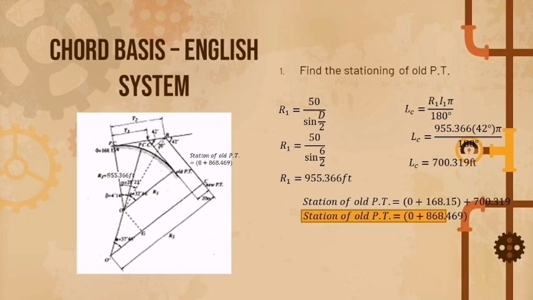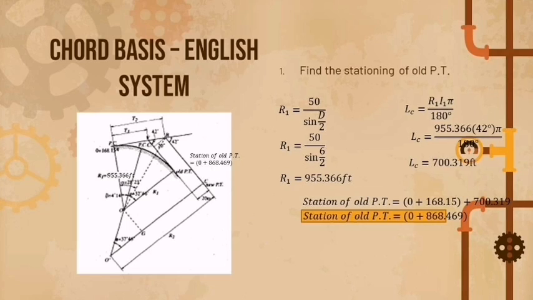So find the stationing of the old PT. So again, we are using a different formula to get the radius. So ang magiging formula natin dito is R1 equals to 50. Naging 50 na kanina, 10. So kasi nag-English system na tayo. Bale, magiging R1 equals to 50 over sin degree over 2. So our degree is 6. So after compute that, we will get the answer of R1 is equals to 955.366 feet. So again, we're using the feet because we are in the English system.